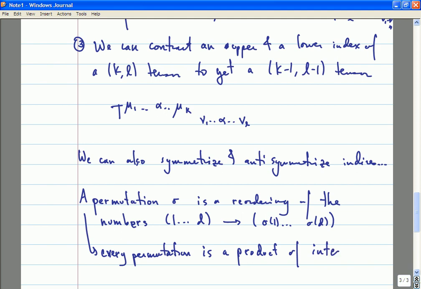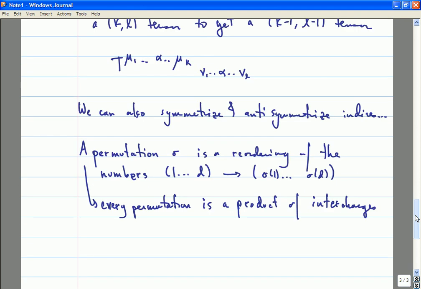Are you guys familiar with this fact? Have you seen this fact before? Raise your hand if you've seen this fact before. If you haven't, play around with it. Write down your favorite permutation of the numbers 1 up to 4, and then write that as a product of interchanges of individual elements, pairs of elements.